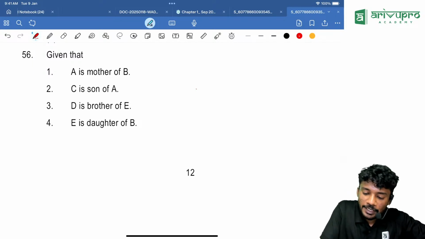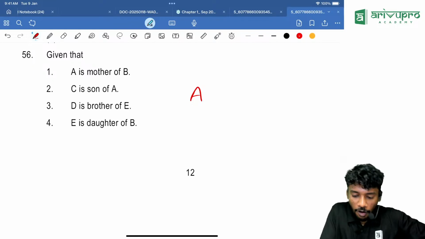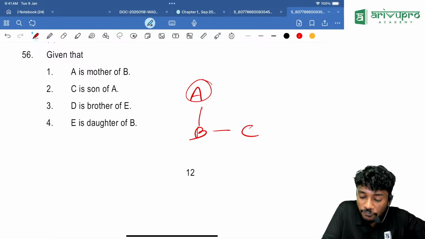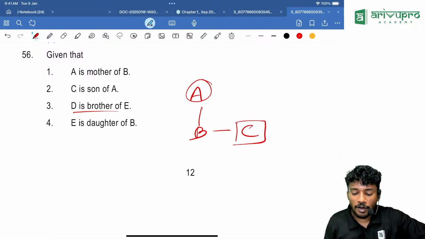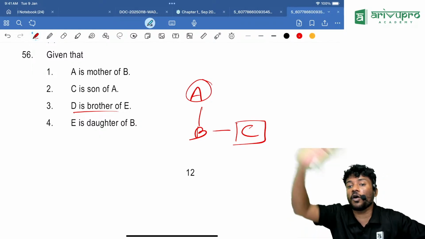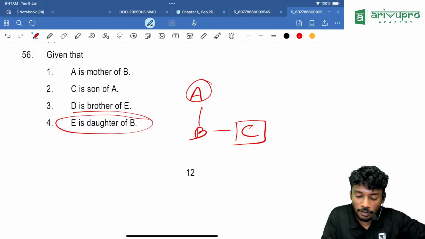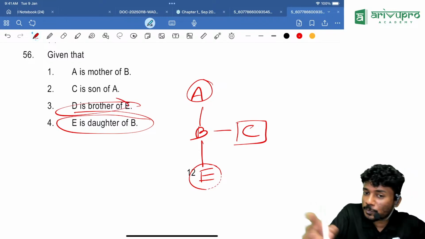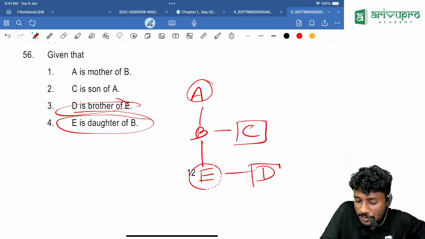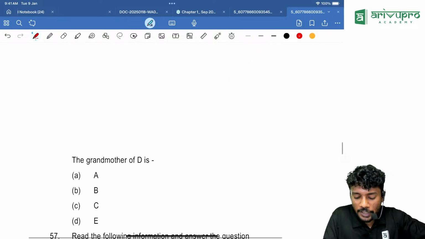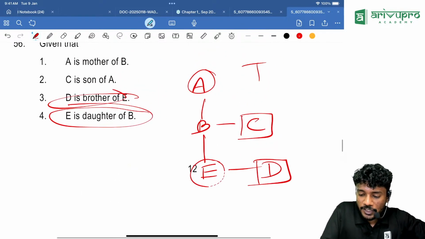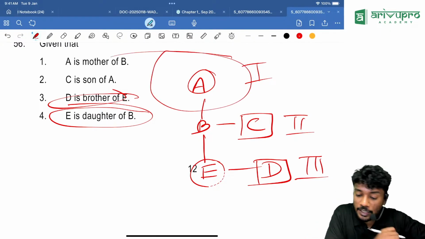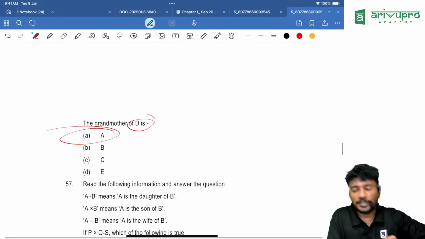A is mother of B. Yes. C is son of A. That means sibling of B. D is brother of E. Do you have D and E here? No. Let it be there. E is daughter of B. That means E is over here. Male or female? Female. Then D is brother of E. That means D is this. Now what is the question, people? Who is the grandmother of D? First generation, second generation and third generation. A is our grandmother. Option A is our answer.